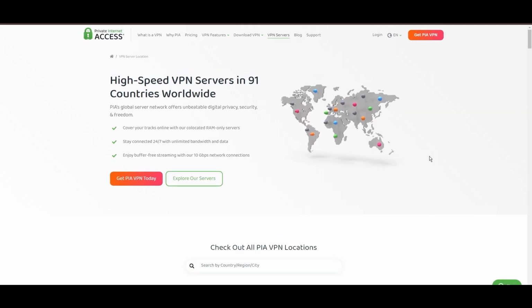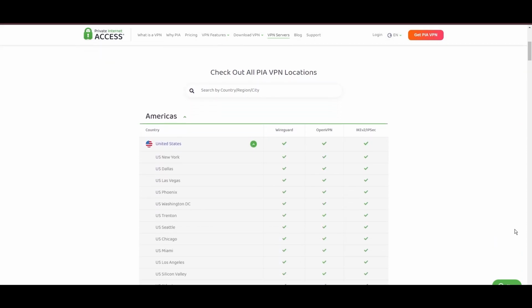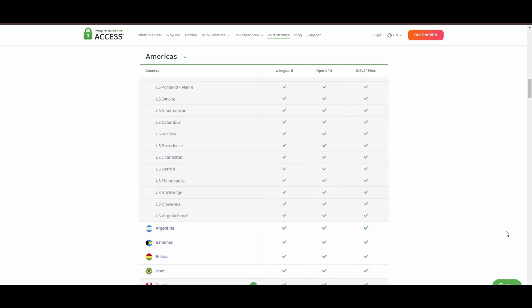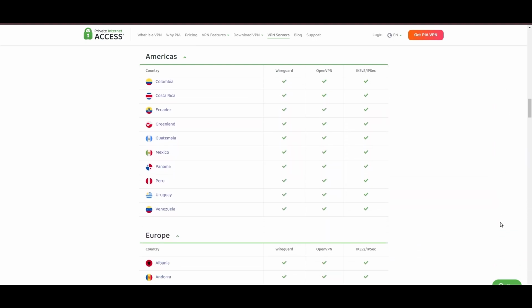Stepping into the spotlight with a formidable network, Private Internet Access, PIA, VPN shines for its unparalleled range of over 35,000 servers globally. This massive server network not only surpasses giants like NordVPN and Surfshark but also solidifies PIA's position as the preferred choice for those valuing server diversity and accessibility from Czechia.